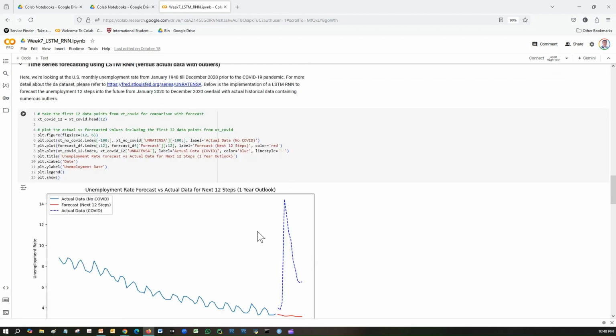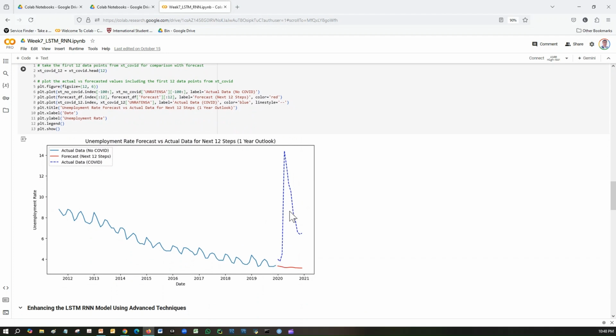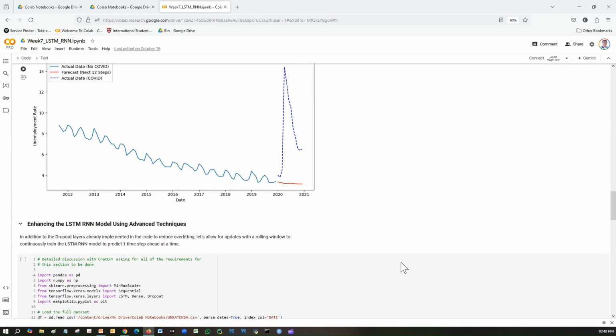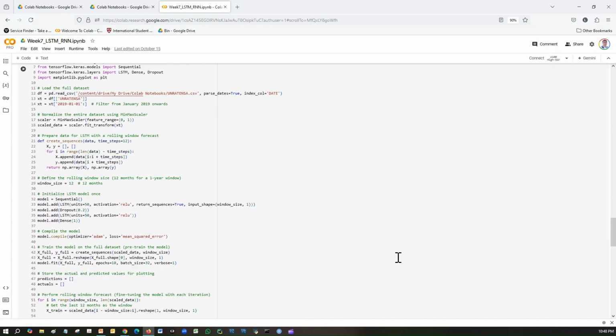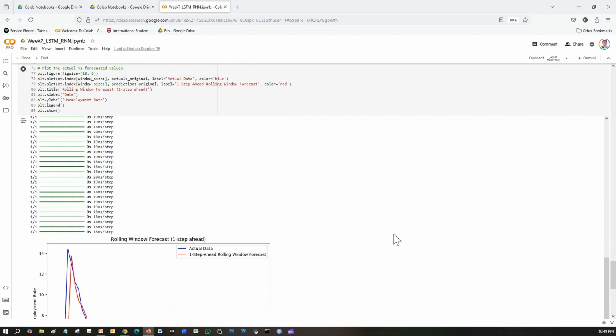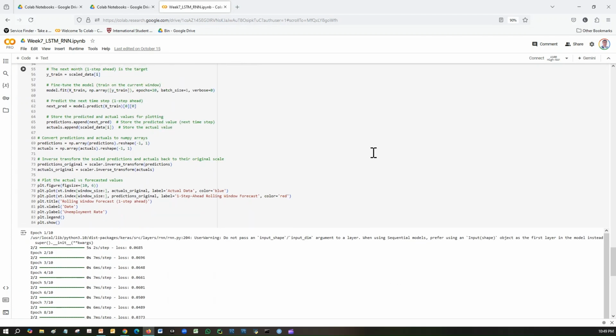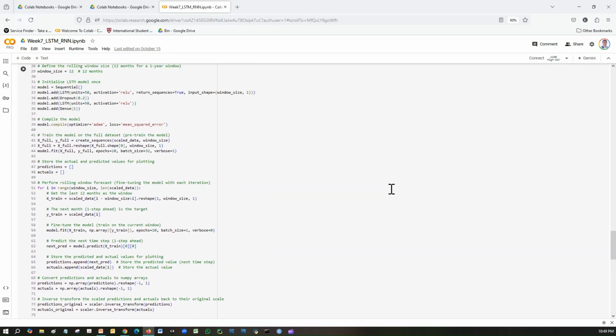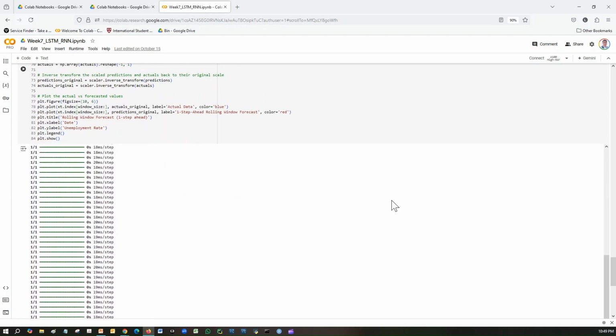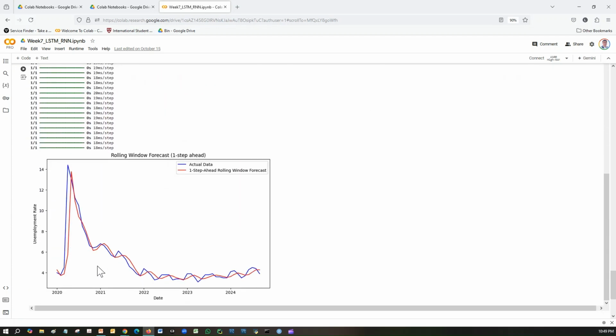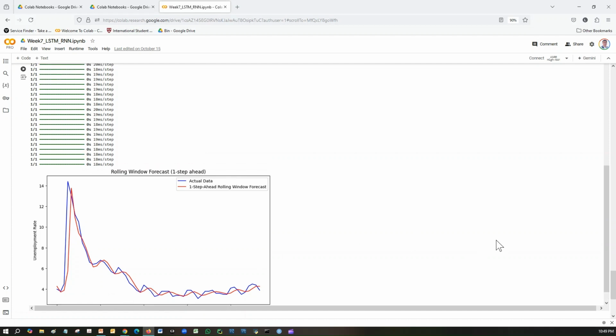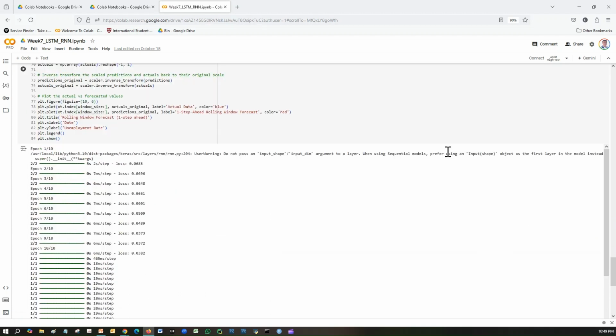The next code chunk is essentially just to plot it with the actual historical data, which is when COVID came. Finally, we will look at the last code chunk, where it talks about the rolling window using the LSTM, and as every new data point comes in, we go back and retrain the LSTM network. So that's essentially what the last code chunk is doing.